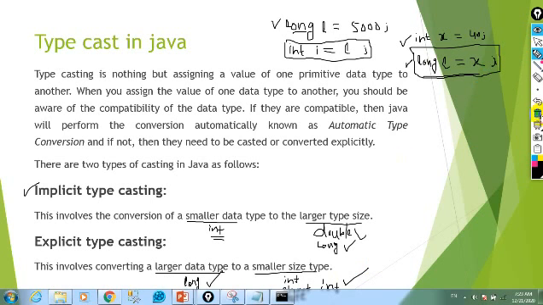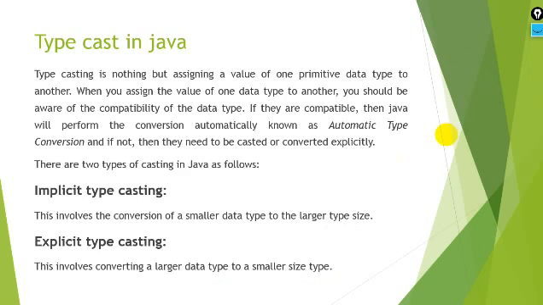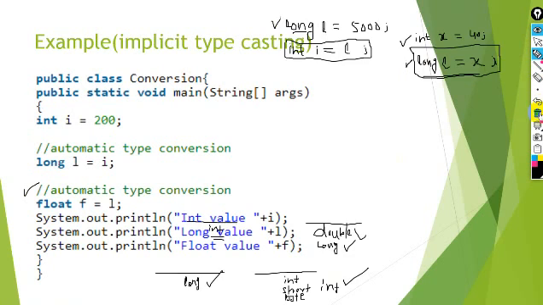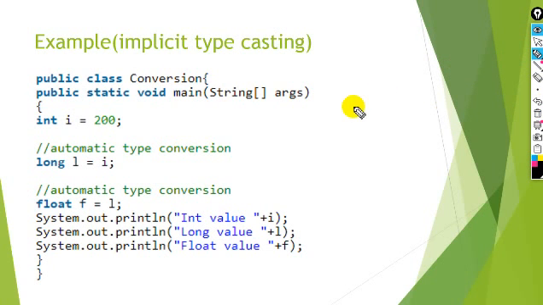Okay, so in the next slide we have these examples. So look at this. This is the implicit type casting. In the case of implicit type casting, there is no need to convert the data type; it will automatically convert. So here I have taken integer i is equal to 200. Now I can assign the value of the integer to a long variable, and it will be automatically converted.